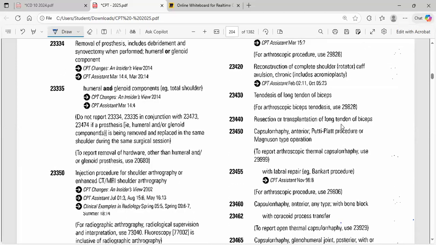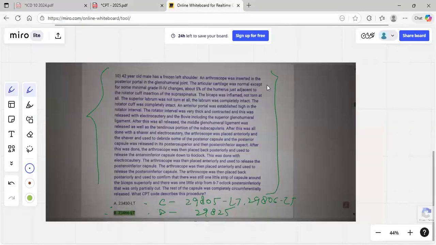So 23450 is for the capsular release, and this is an open procedure. This is not an arthroscopy procedure. Whenever there is an arthroscopy procedure, you will get the code from series 29. But the series is 23, so it's an open procedure. That means an open approach has been used to perform the capsular release with the incision.